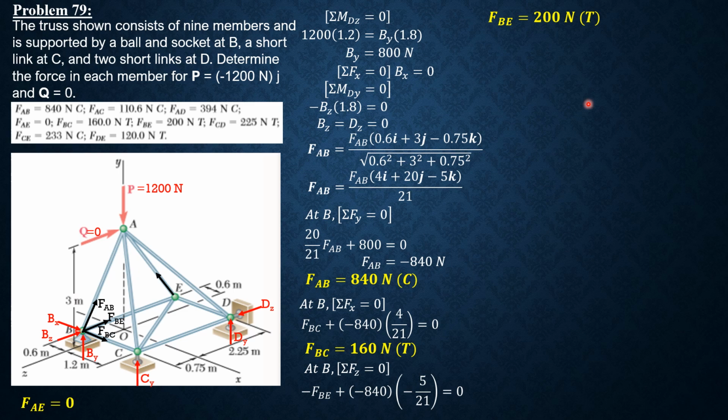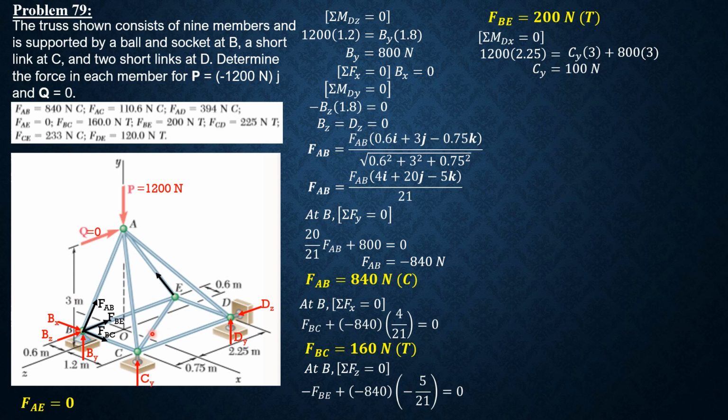We then compute Cy by summing up moment about dx equals 0. By the right thumb rule, this is the right thumb, so this is the positive sense, that way. So 1200 times 2.25 equals Cy times 3 plus By times 3. So Cy times 3 plus By, which is 800, times 3. So solving for Cy is equal to 100 newtons.